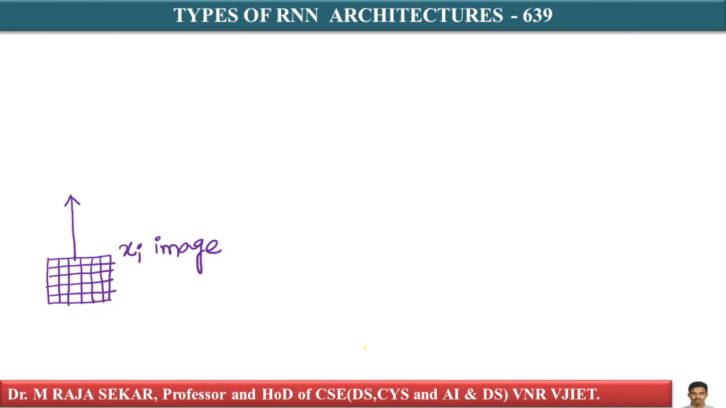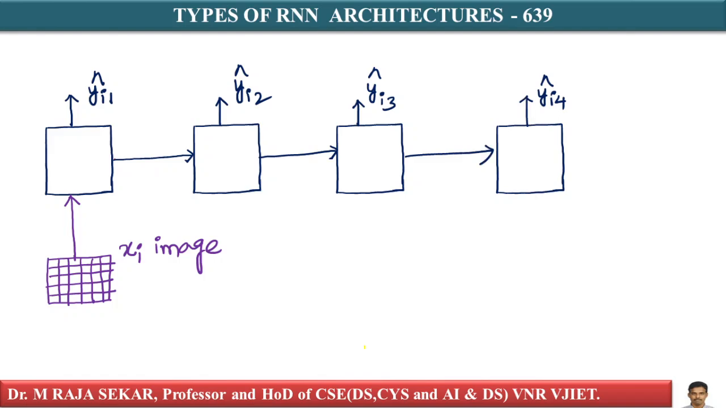So let me draw the architecture here. Your xi is input image, single input. If you observe this particular architecture, what you have here? You have single input, isn't it? What are the possible outputs? Just see yi1 cap, yi2 cap, yi3 cap, yi4 cap, and so on. Your input is 1, but your output is many. So that is called one-to-many RNN.